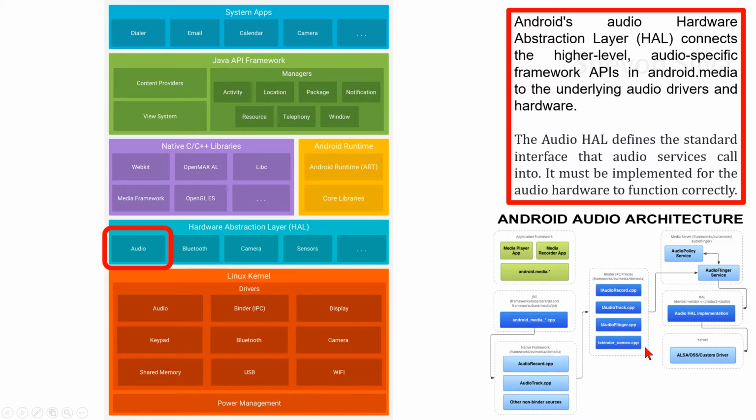Binder IPC. The binder IPC proxies facilitate communication over process boundaries. They are located in the frameworks/av/media/libmedia directory and begin with the letter I.